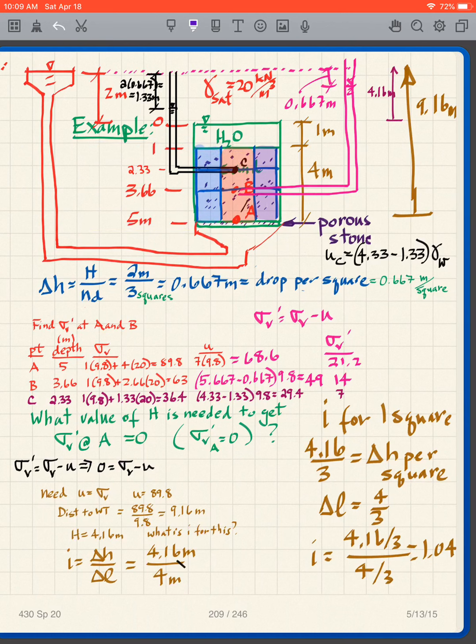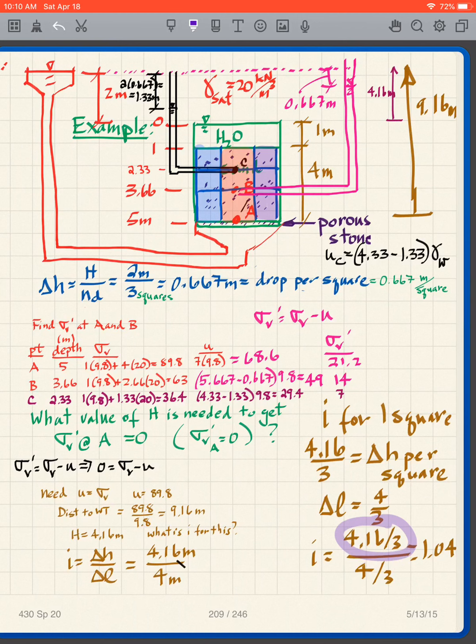Okay, this is somewhat of a long explanation, but what do we conclude? The delta H per square would be 4.16 over 3, and my delta L is 4 over 3. In other words, looking at each square of our flow net here, that's 4 over 3. So, using our flow net type calculation, our I for all these squares would be 4.16 over 3 divided by 4 over 3, which is 1.04.